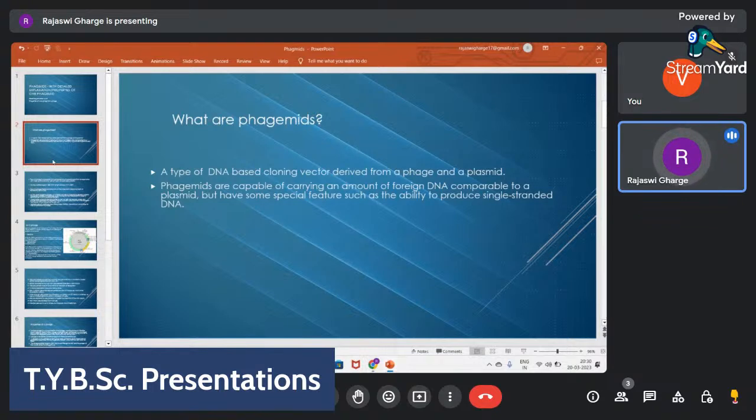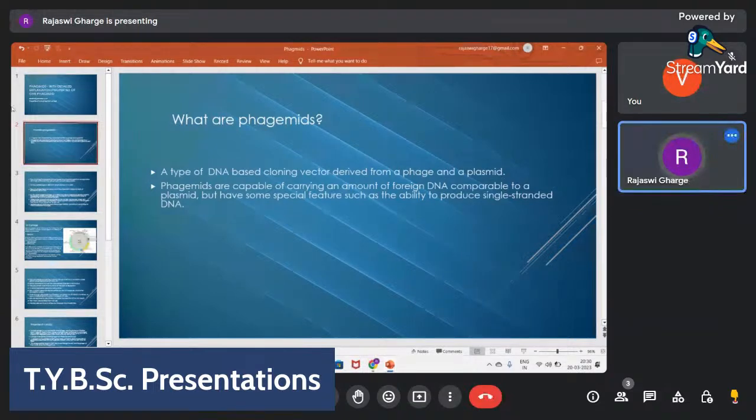Plasmids are capable of carrying an amount of foreign DNA comparable to a plasmid, but have some special features such as the ability to produce single-stranded DNA.